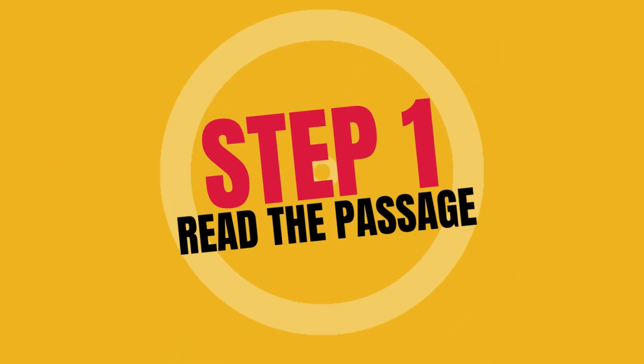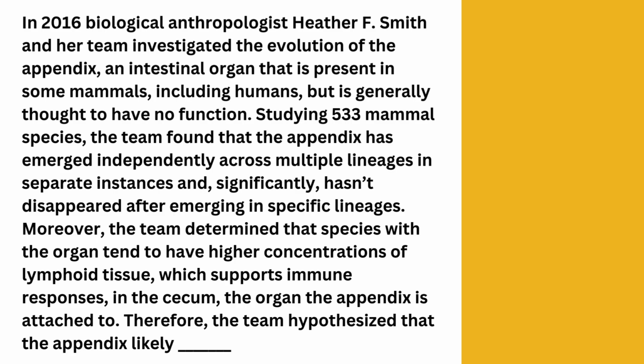Step number 1. Read the passage. As you read the text, you have to identify 2 key points. Now, it's not always 2 key points, but that's the case most of the time. 1. The team investigated the evolution of the appendix present in some mammals. 2. Moreover, the team determined that species with the organ can have higher concentrations of lymphoid tissue, which supports immune responses. Now, this is hard to understand.